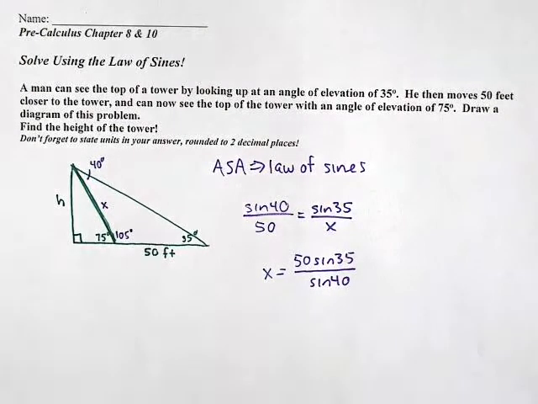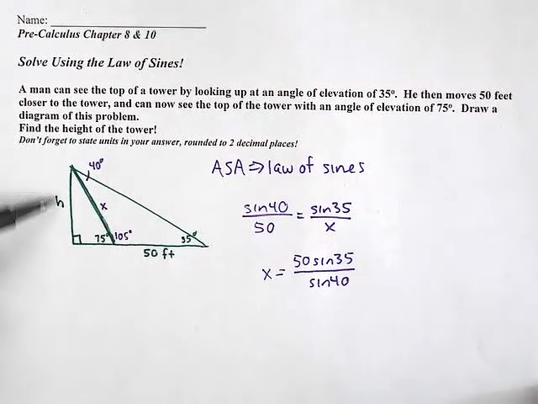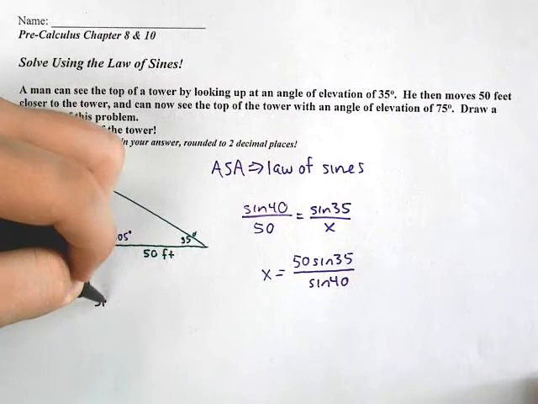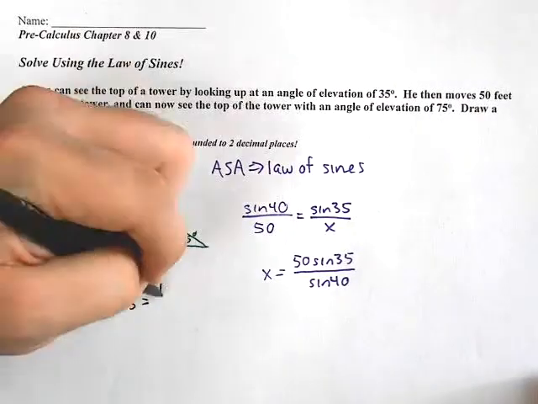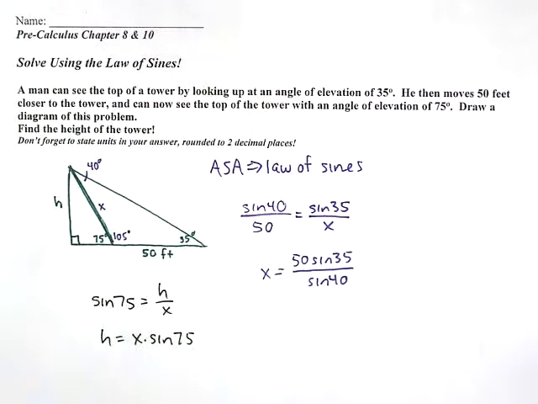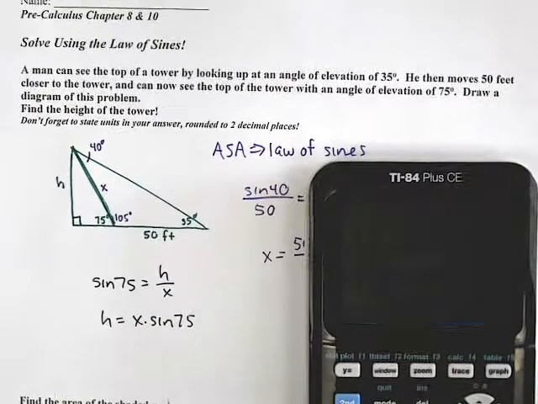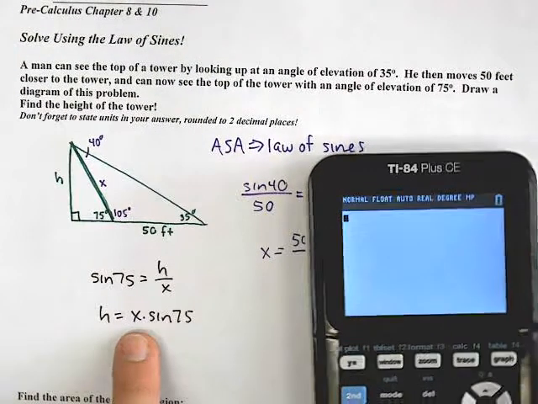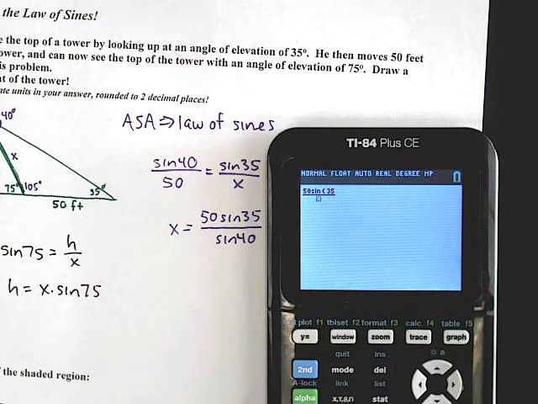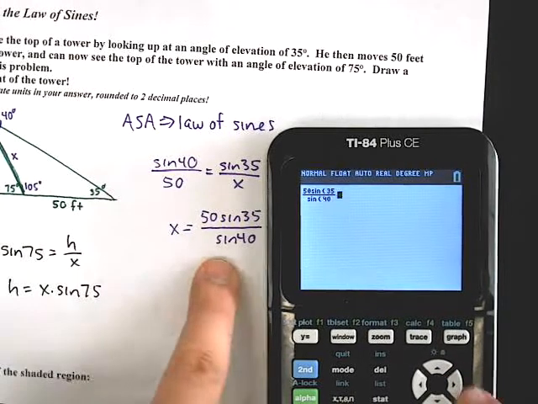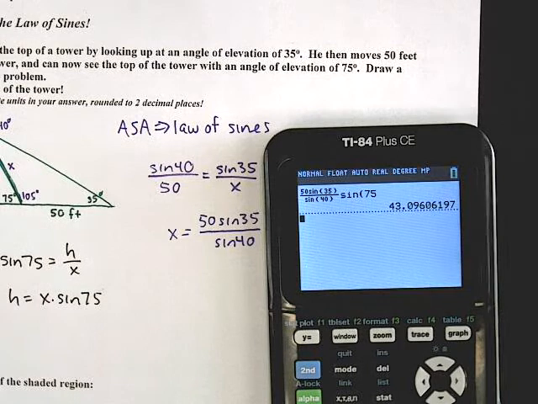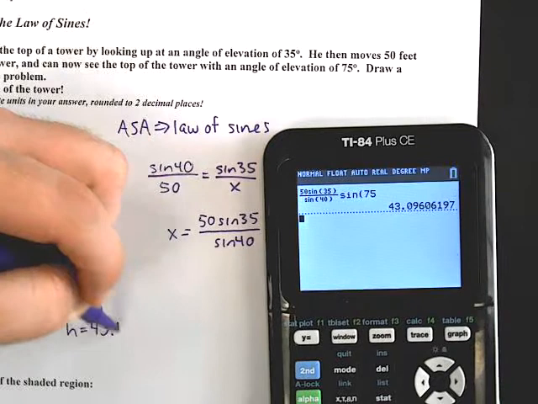Because the second part now is, now that I know this x, I can use right triangle trigonometry. Opposite over hypotenuse: sine of 75 has to equal h over x, or h equals x sine 75. So now I would plug in my x value. X is 50 sine 35 over sine 40, and then times sine 75. When I hit enter, I get about 43.10. So h is equal to 43.10, and we were in feet.